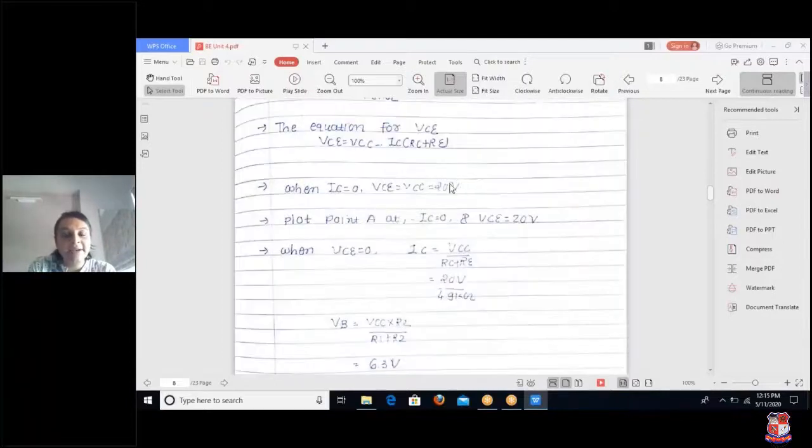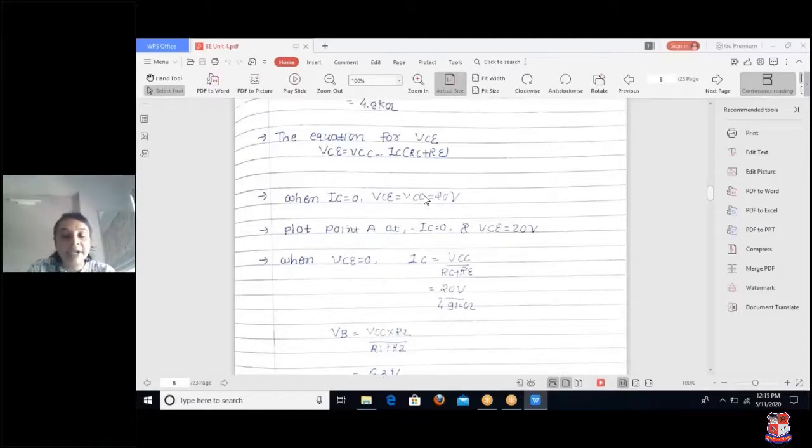The equation is IC equal to 0. Whenever we put IC equal to 0, what happens? VCE equals VCC, and the value of VCC is 20 volt. So whenever IC equals 0, VCE equals 20 volt. So now we plot point A: IC equal to 0 and VCE equal to 20 volt.